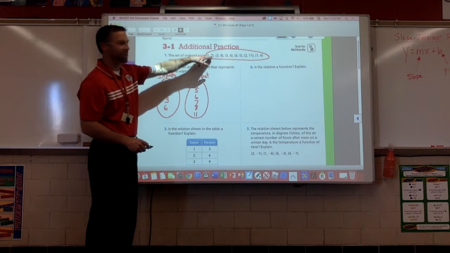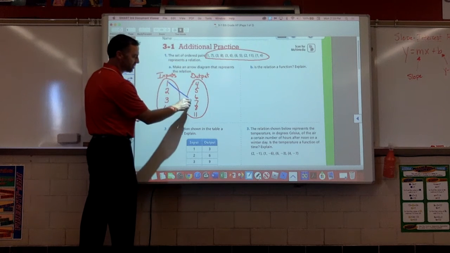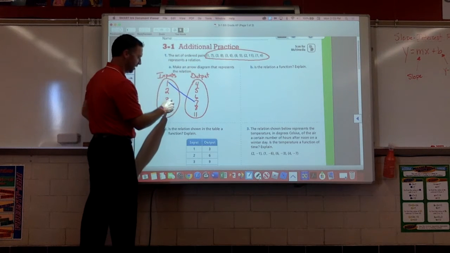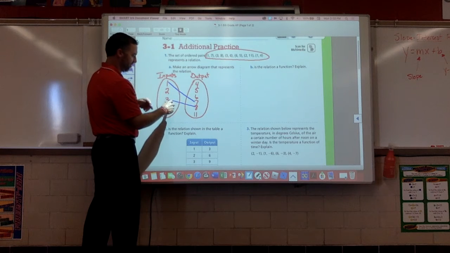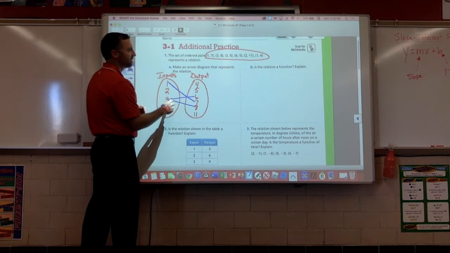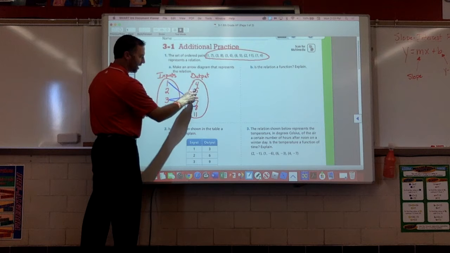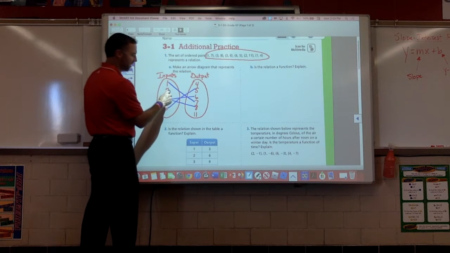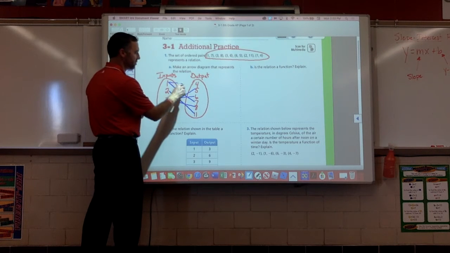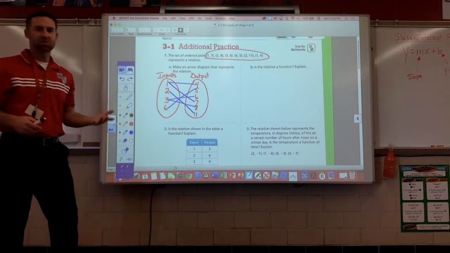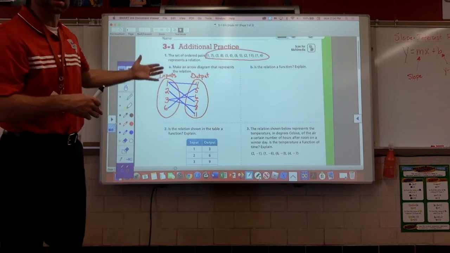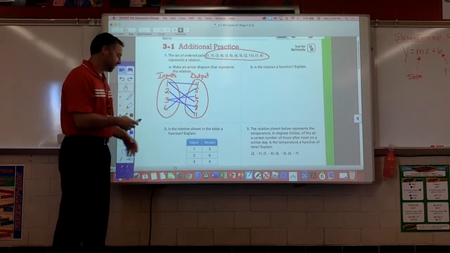And for the arrow diagrams, we just match each ordered pair, input value with its output. The 1 goes to the 7. The 3 goes to an 8. The 3 goes to a 6. The 6 goes to a 5. The 2 goes to the 11. And the 1 goes to the 4. We just drew what's called an arrow diagram. Sometimes it's called a mapping diagram.